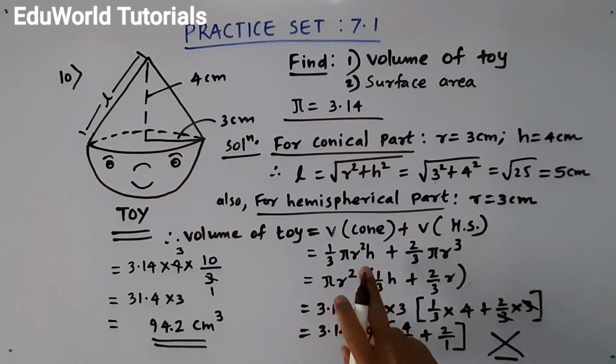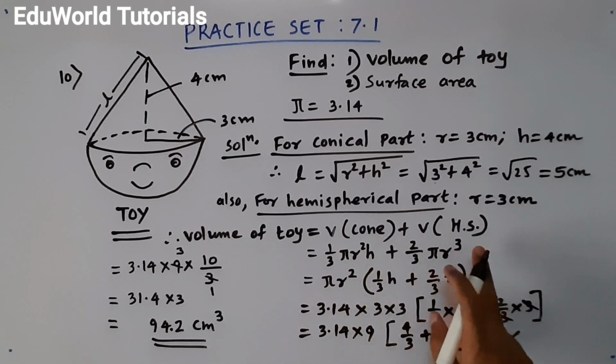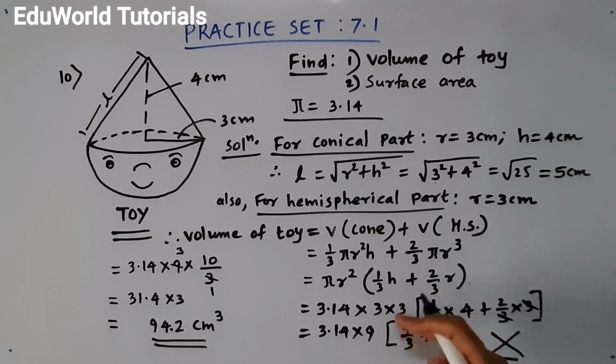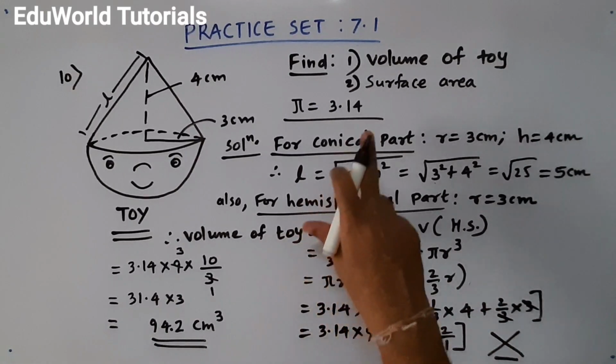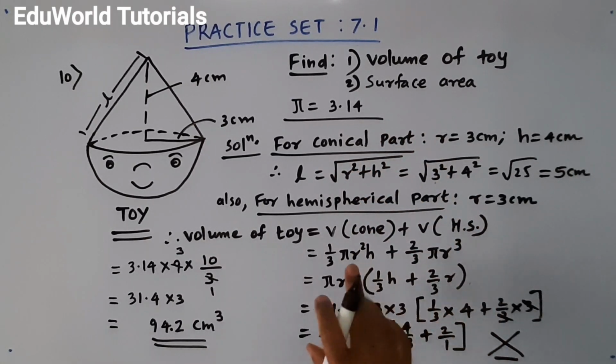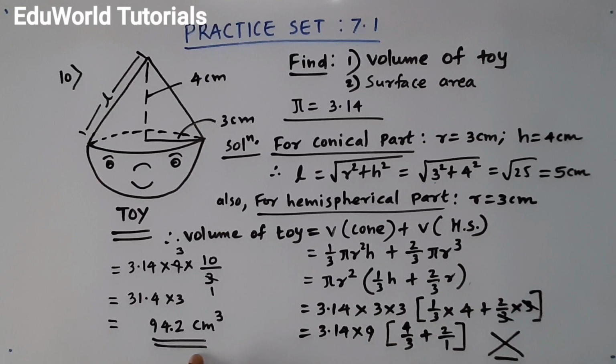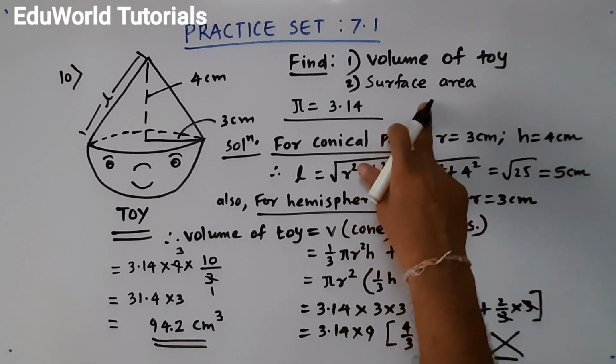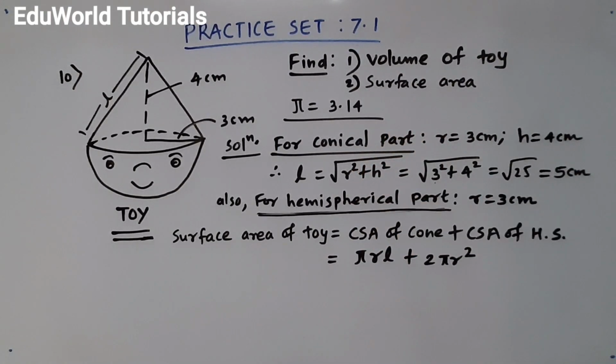For the volume of the toy we added the volume of the cone and the volume of the hemisphere, and you know how we did this calculation. Understand? Now we have to find the surface area of the toy. How will we do it? Okay, I will rub this part. I think you have understood this properly. Okay, the volume of the toy is 94.2 centimeter cube. Now we are solving for the surface area of the toy.